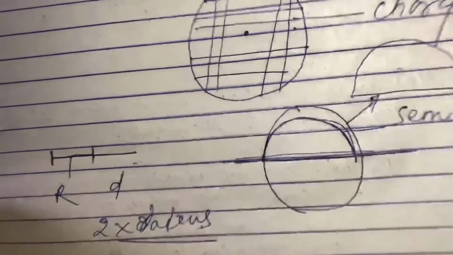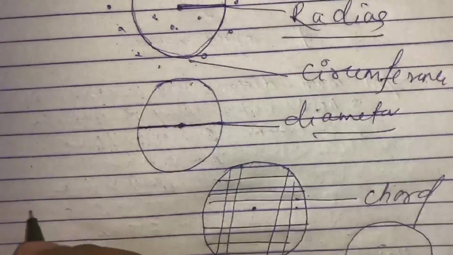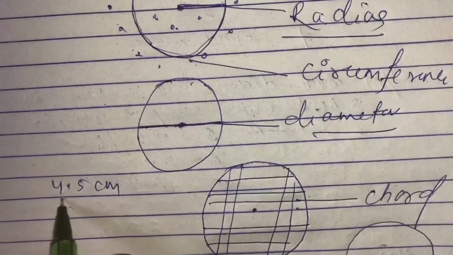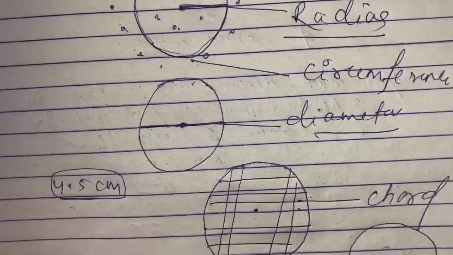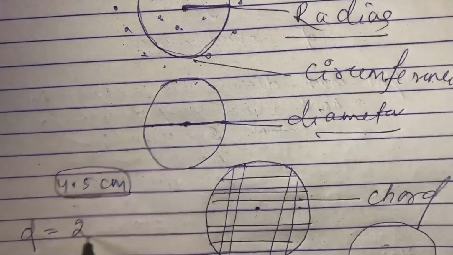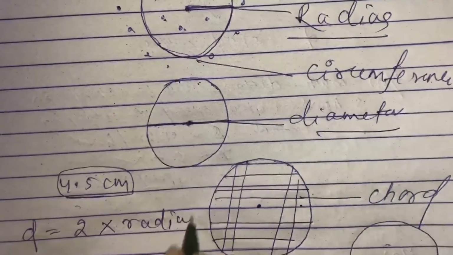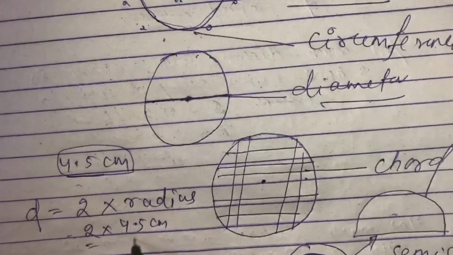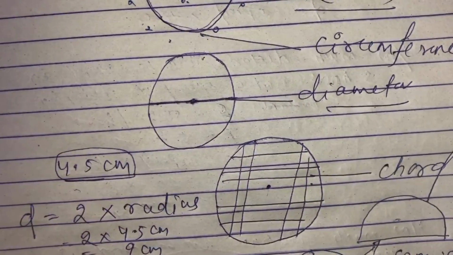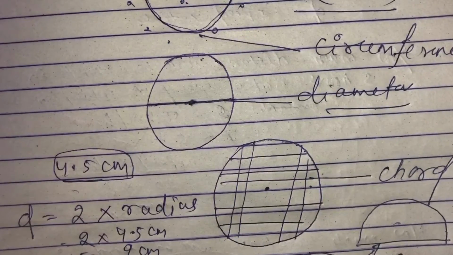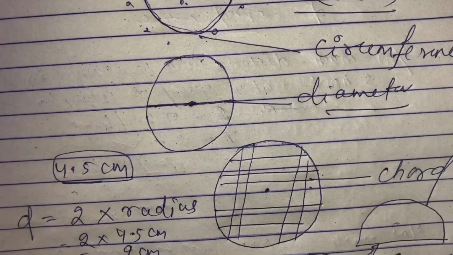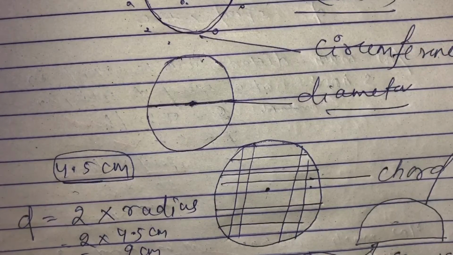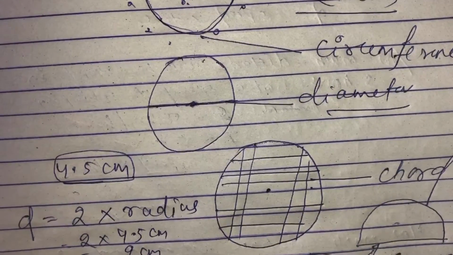Okay, so if the question says you have to find the diameter of a circle whose radius is 4.5 centimeter, we know the radius is 4.5 centimeter, then what do we have to do? Diameter is equal to 2 into radius, that will be 2 into 4.5 centimeter, that will be 9 centimeter. So remember, the formula for diameter is equal to 2 into radius. Clear? In this way you can solve the question.